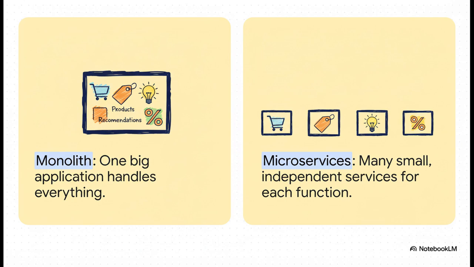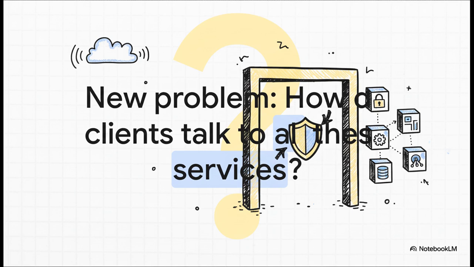Now, this is fantastic for our developers and for scaling, but it actually creates a whole new set of problems for our users. Think about it. This brings up a brand new problem. How does the client's phone even know which service to talk to? Does it need to know the address for every single one? To just load the homepage, does it now have to make separate calls for recommendations, products, and discounts? That would be crazy slow and super inefficient.